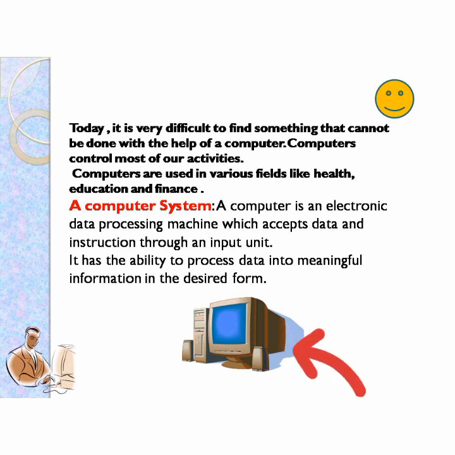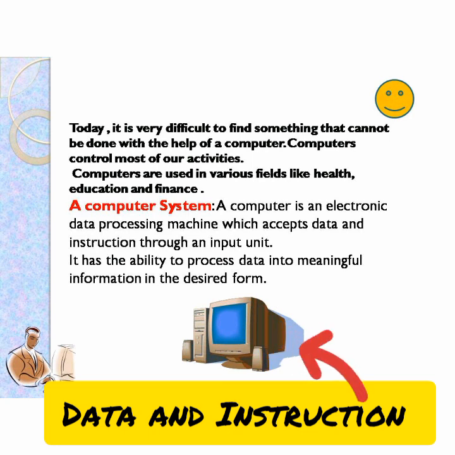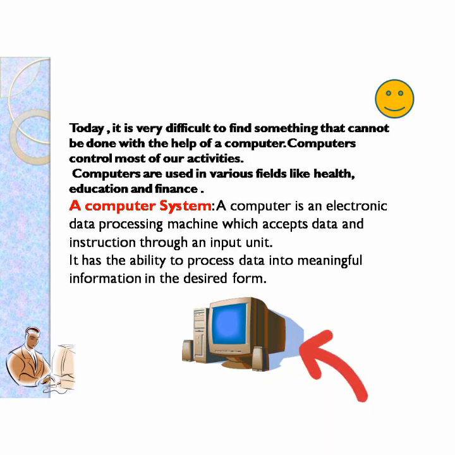A computer is an electronic data processing machine which accepts data and instruction through an input unit. It has the ability to process data into meaningful information in the desired form. So this is all about computer system. We have to input data through an input device like keyboard, mouse, scanner. Later on it will process and display the desired output on the screen.